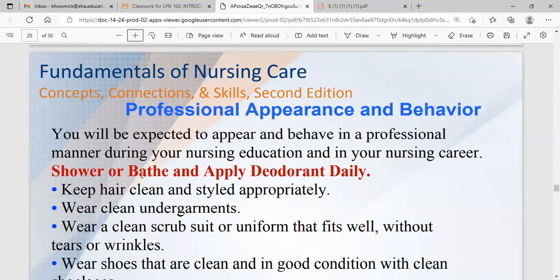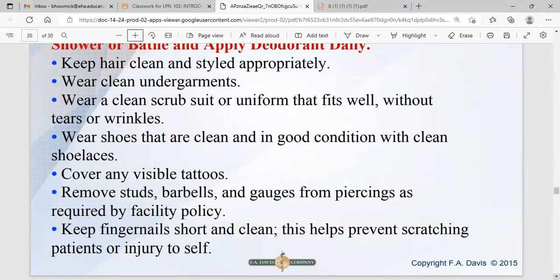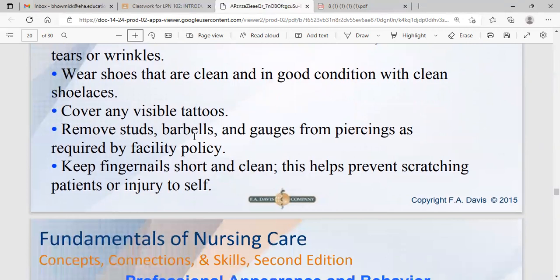Shower or bathe and apply deodorant daily, since you have to interact with the other clients. Keep the hair clean, styled appropriately. Wear clean undergarments. Wear a clean skirt and uniform that fit well without tears or wrinkles. Wear shoes that are clean, in good condition with clean soles. Cover any visible tattoos. Remove any jewelry that is not appropriate to show up to the facilities. Keep the fingernails short and clean. This helps prevent scratching patients or injury to themselves.